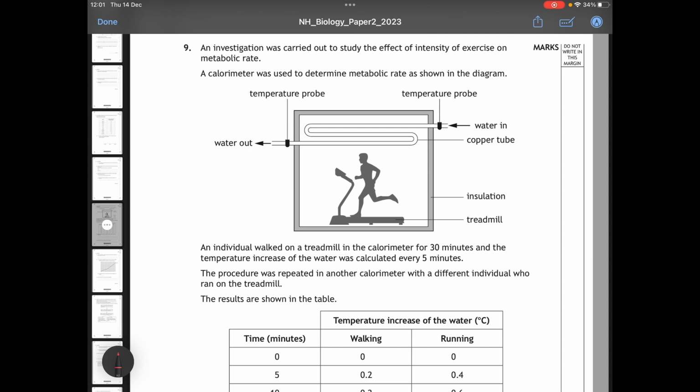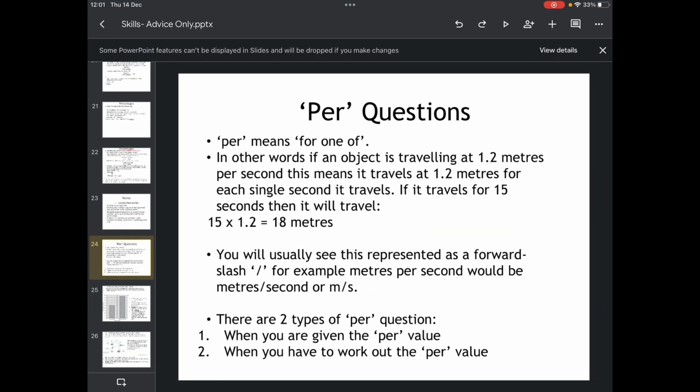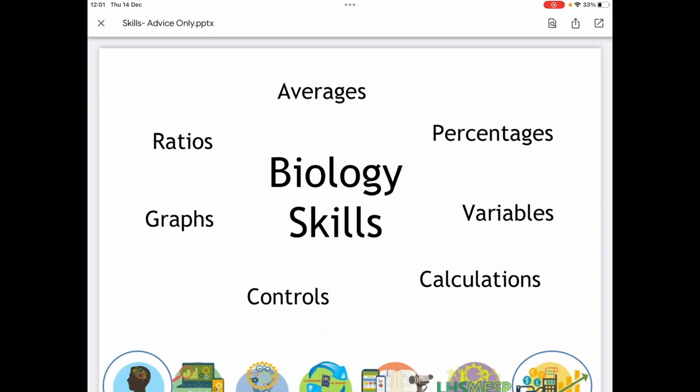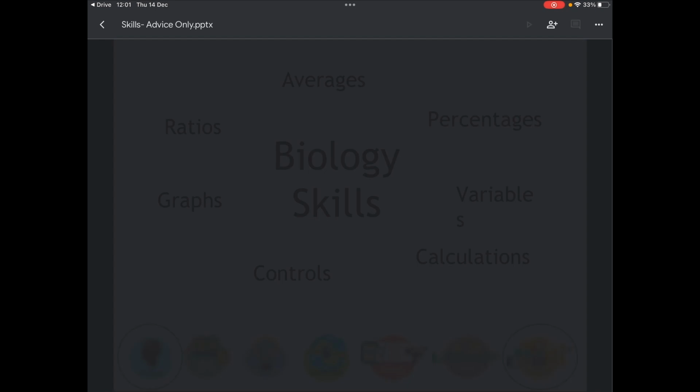But first I just wanted to point out that on the resource we talked about last week, which was the Google Classroom, you will find a resource called the Skills Advice Booklet, and the Skills Advice Booklet talks you through all the different types of skills that you're going to be faced with in Higher Biology.